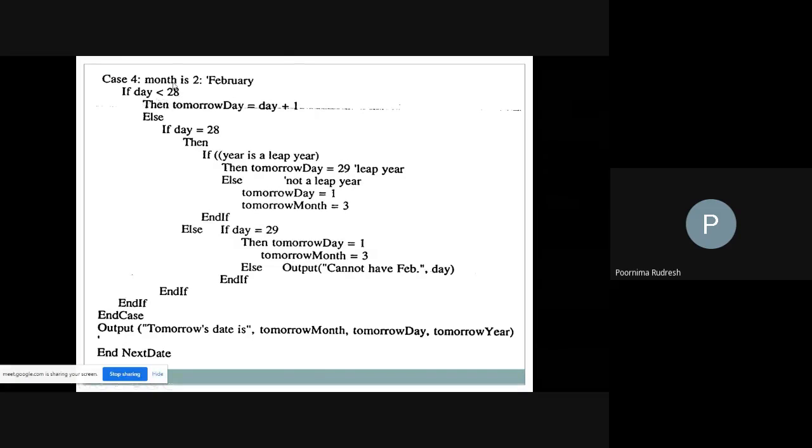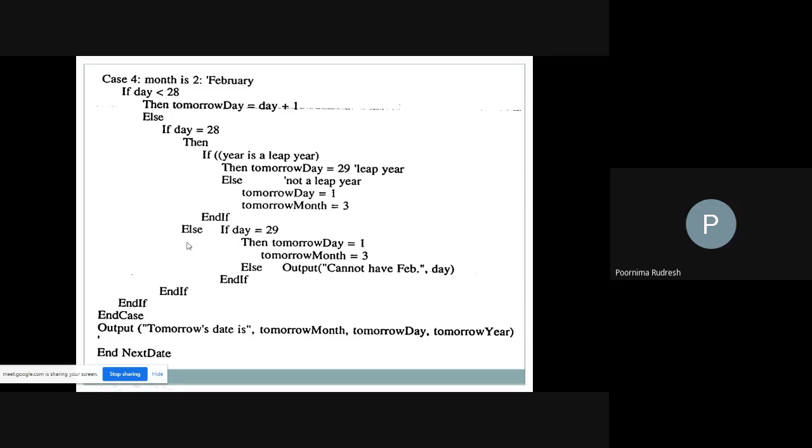So if the day is less than 28, then the day is incremented by 1. If day is equal to 28, once again we check whether it is a leap year or not. If it is a leap year, then tomorrow's day is 29, meaning 28 incremented by 1. If it is not a leap year, then tomorrow's day is equal to 1, meaning we are moving on to March 1st, and hence tomorrow's month is incremented by 1. Initially it is February, 2, and later it becomes 3. That is, it becomes March and the date is March 1st.